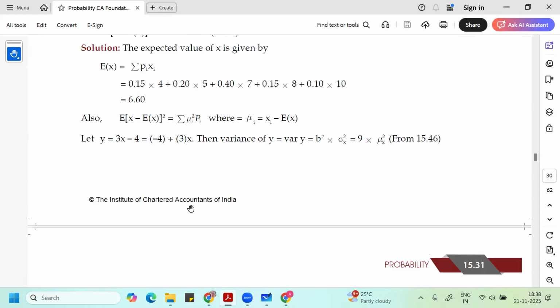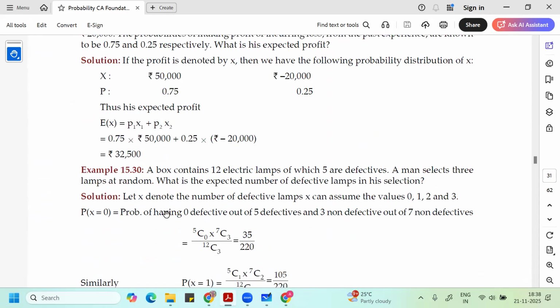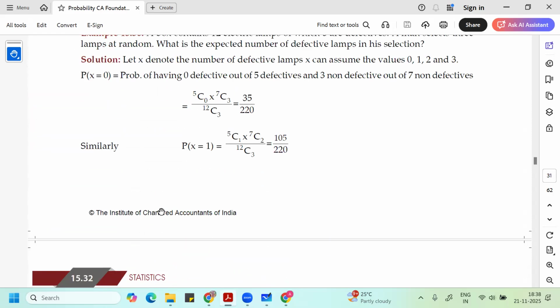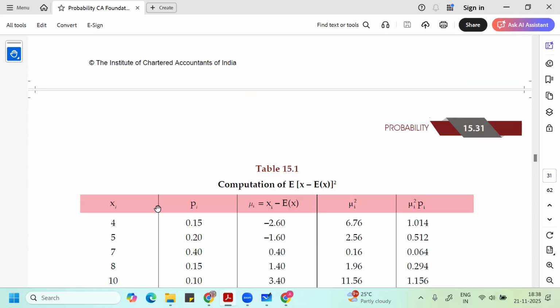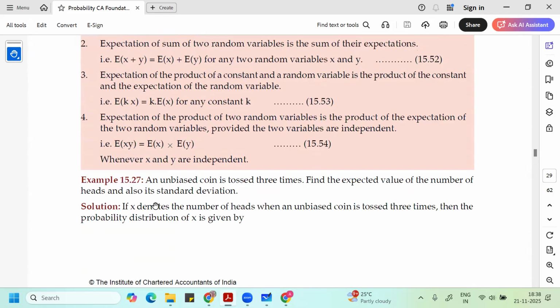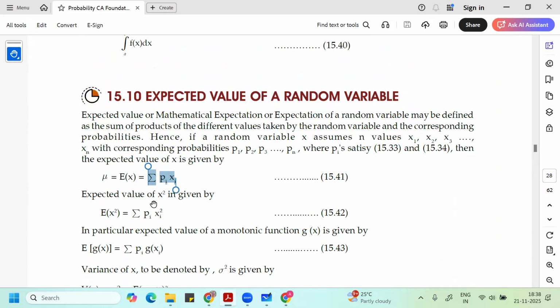Okay. We'll discuss about them in the next class. I don't want to increase the length of this class. These concepts of expectation value, all this I'll do in the next video. Expected value of a random variable we'll discuss in the next class.